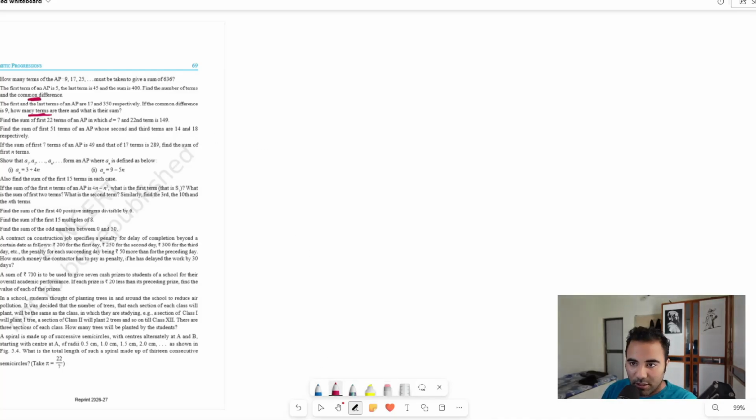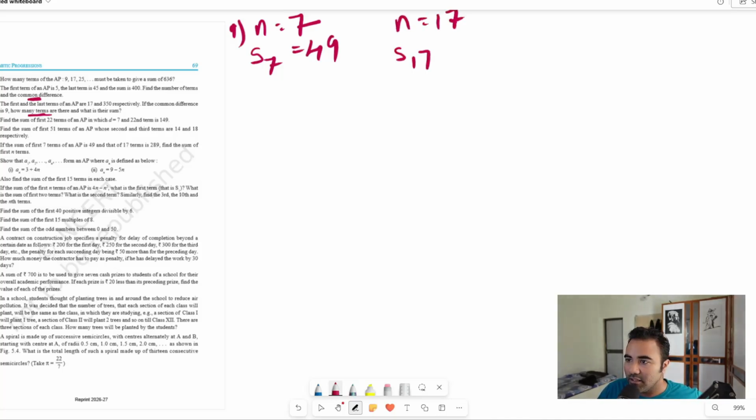Let's go to question number 9. If the sum of first 7 terms of an AP is 49 and that of 17 terms is 289, find the sum of n terms. For the sum of first 7 terms, n is equal to 7 and it is given S7 is 49. And that of 17 terms, n is equal to 17 and S17 is equal to 289. Find the sum of first n terms.